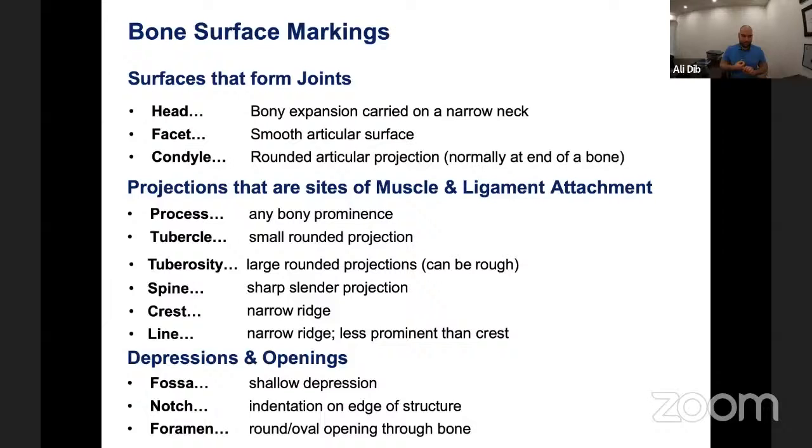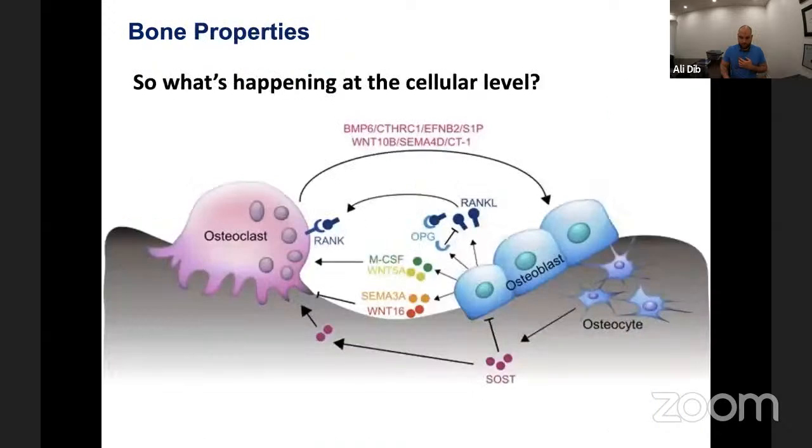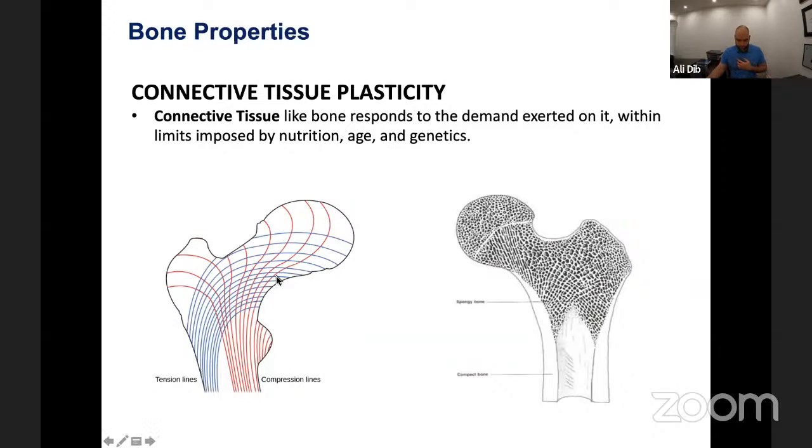We have three different categories. We have the surfaces that form the joints. We have the projections that are places for muscle and ligament attachments, and we have depressions and openings, right? So at the very top over here, we have the surfaces that form the joints. We have the head, which is a bony expansion carried out through a narrow neck. So we have the head of the femur, for example, that we saw earlier in the lecture, which is over here.